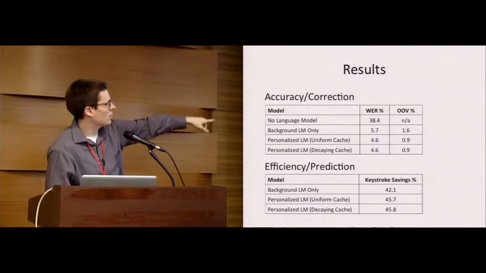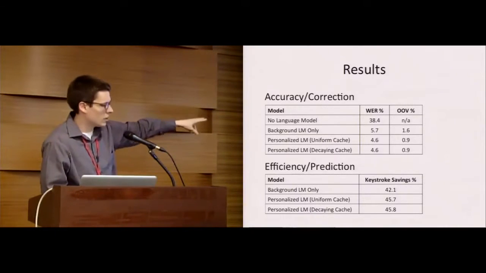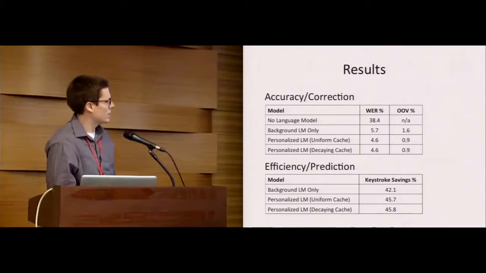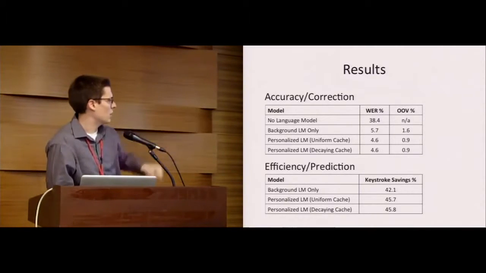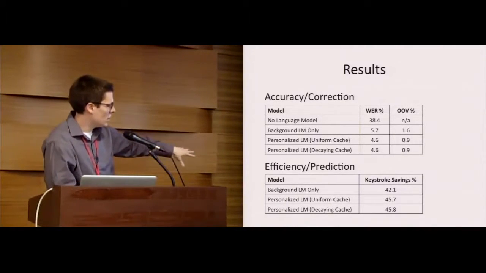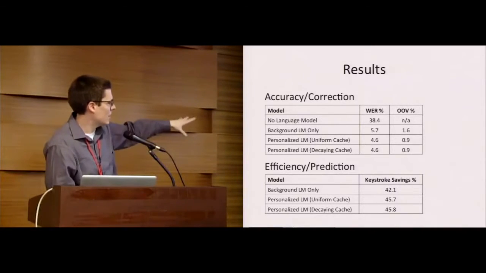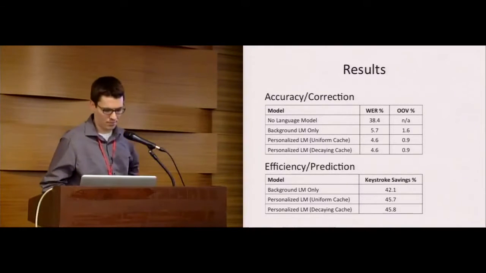And this OOV column is out-of-vocabulary words. Then if you do personalization, so you're learning a little bit about that user's words, it gets you another nice decrease in the word error rate, and a nice jump down in out-of-vocabulary words. And for efficiency, we see similar gains. Personalization helps, but it turns out that the decaying exponential cache idea didn't really help too much.